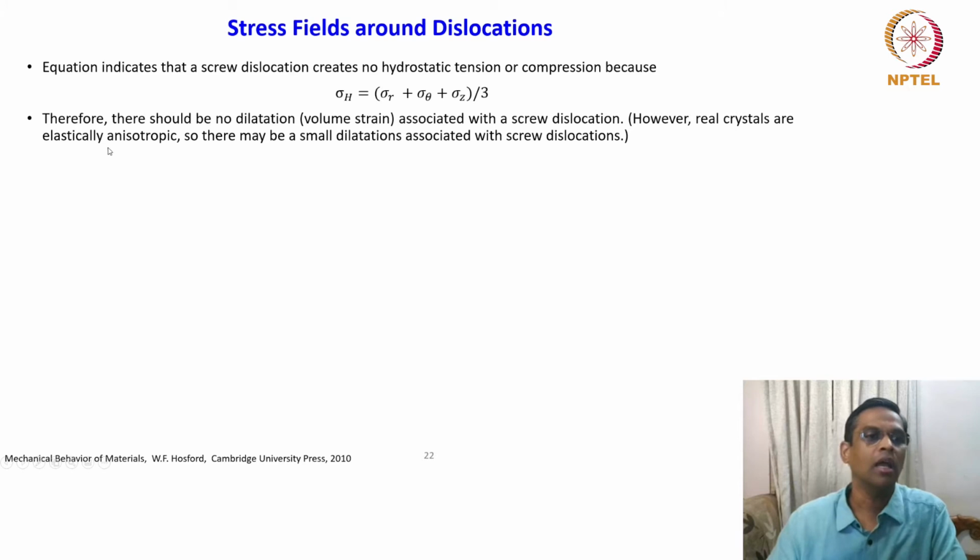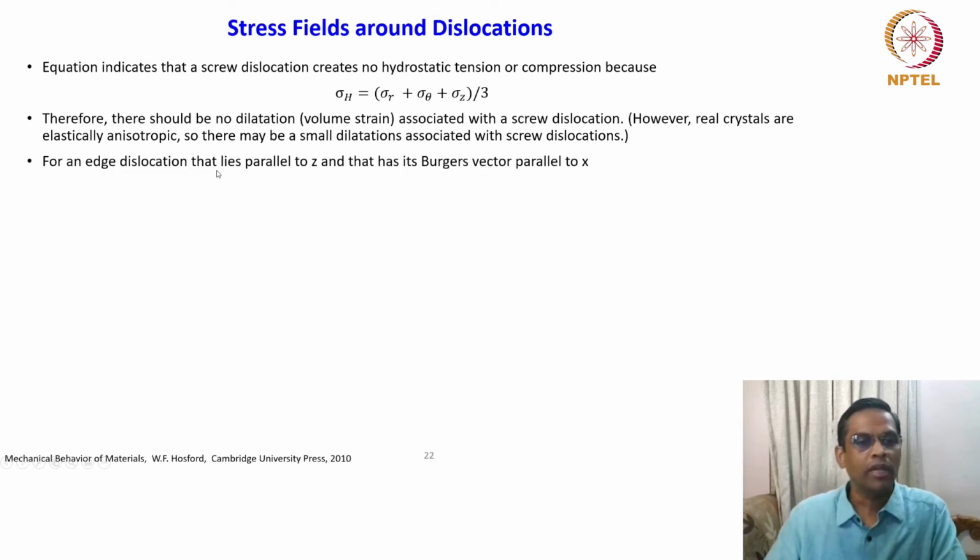However, real crystals are elastically anisotropic. We have to remember that whatever equations we show here are through isotropic elasticity, and in a real crystal system, we will have elastic anisotropy. So this may not be strictly valid, and we may require some special expressions that describe the elastic modulus with respect to each direction of the crystal orientation or atomic density and so on. So there may be small dilatations associated with the screw dislocation in real crystals. That's what it says.